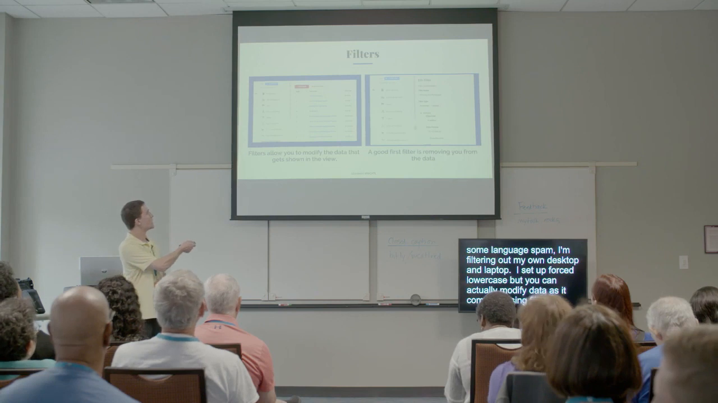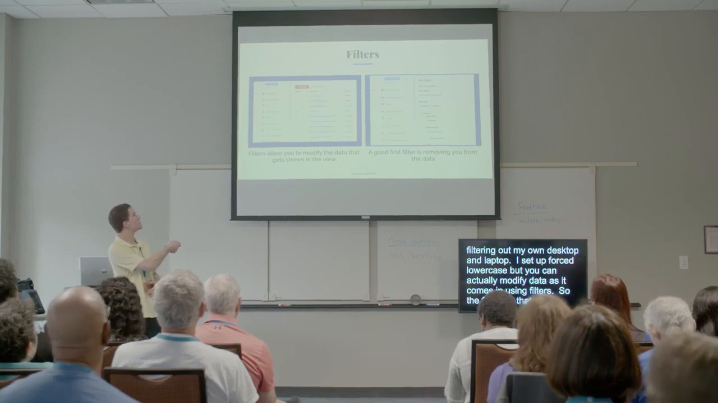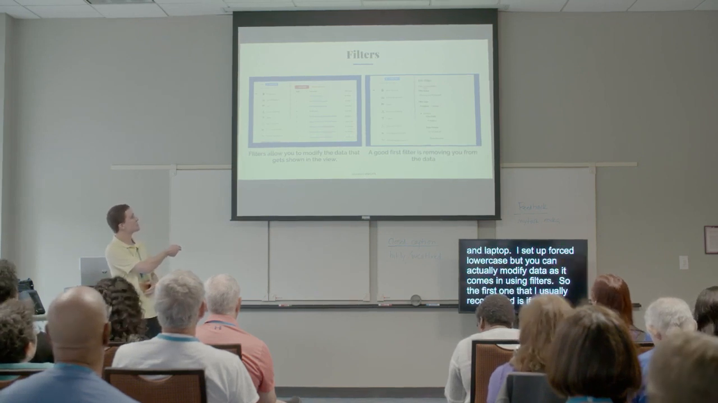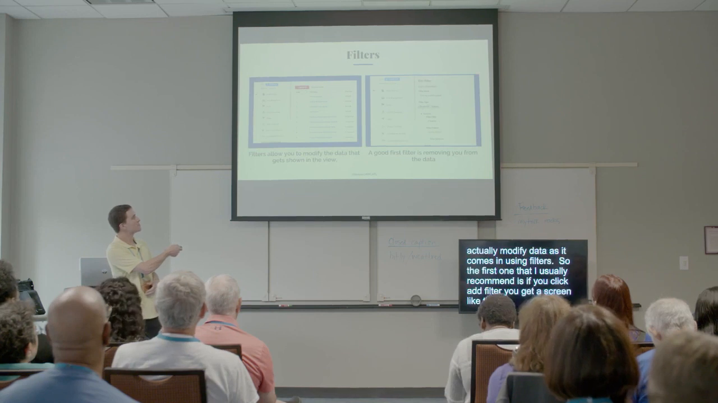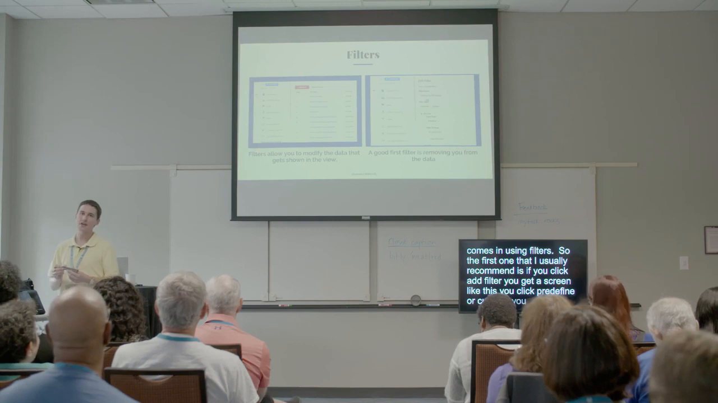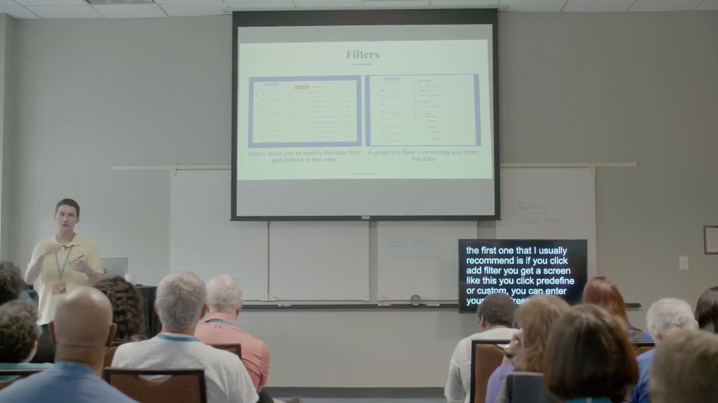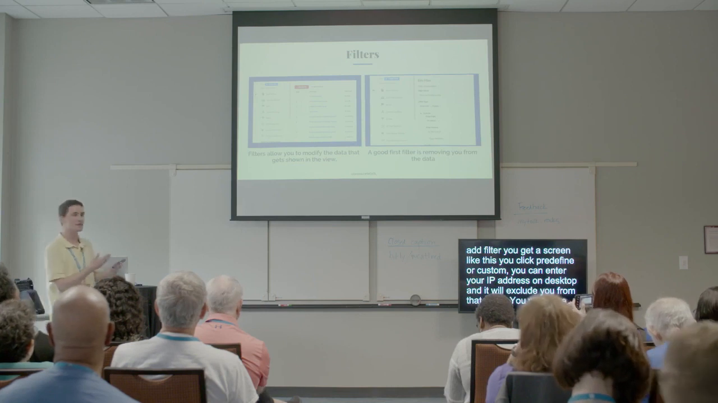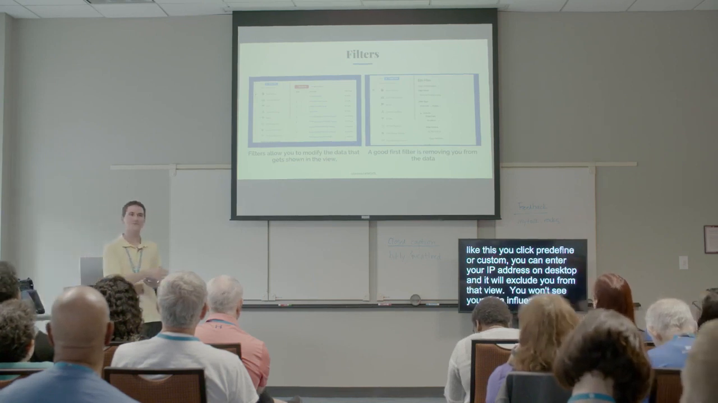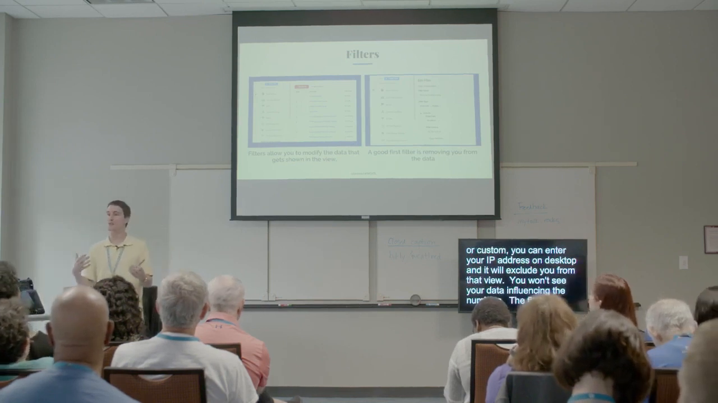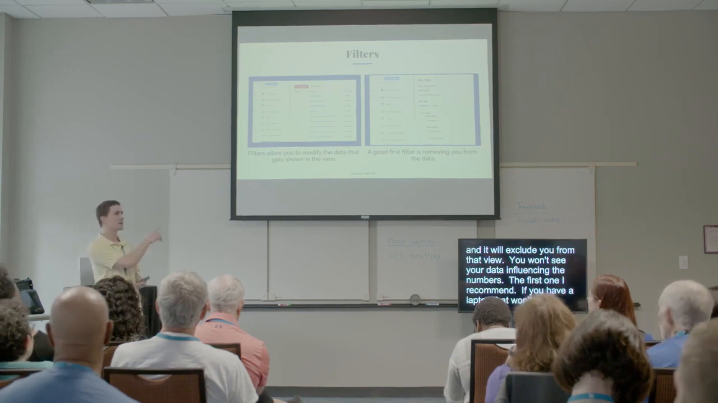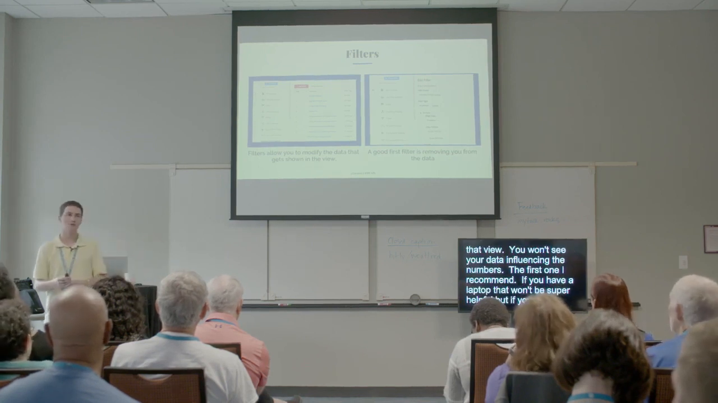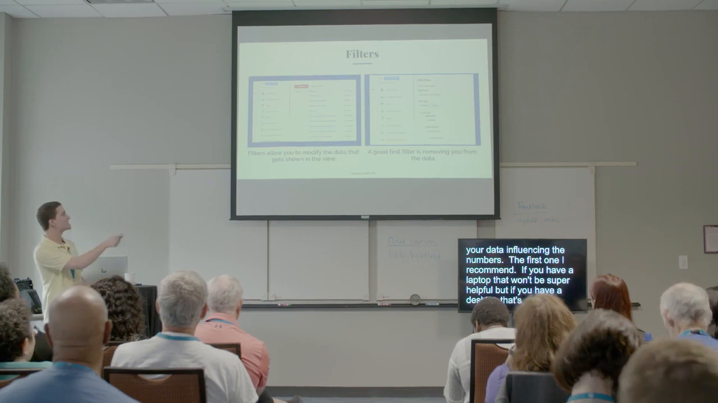The first one that I usually recommend is if you click Add Filter, you get a little screen like this where you can click Predefined or Custom. If you click Predefined and click IP address, you can enter your IP address of your desktop, and it will exclude you from that view. So when you go there, you won't see you showing up in the data influencing your numbers. So that's usually the first one I recommend if you have a desktop. If you have a laptop you move around a lot, that won't be super helpful. But if you have a desktop, that's usually the first thing you should be doing. So that's filters in a nutshell.